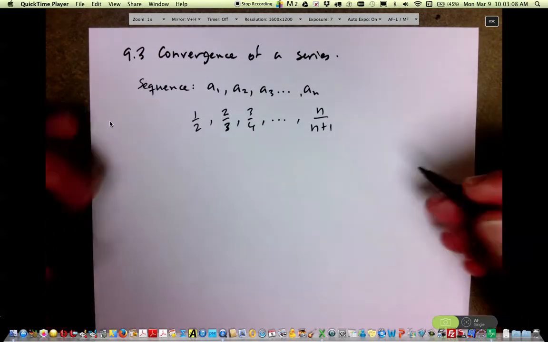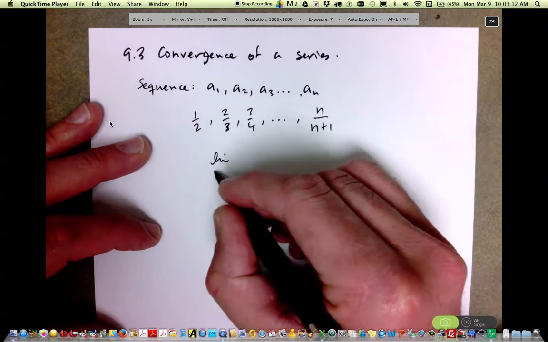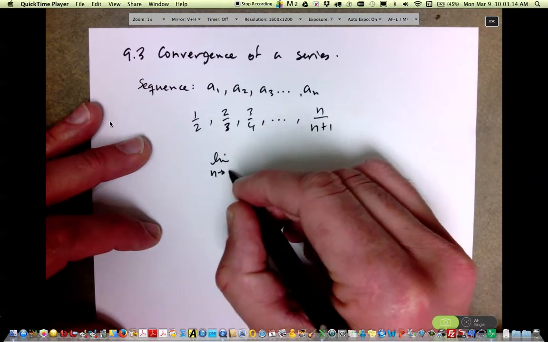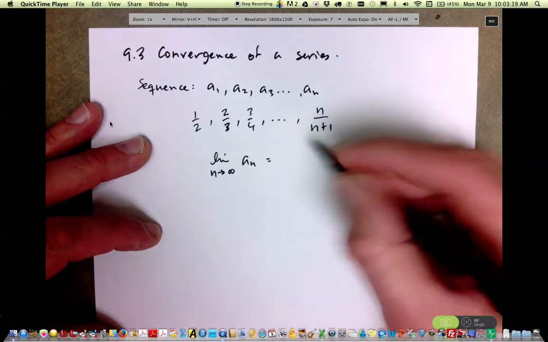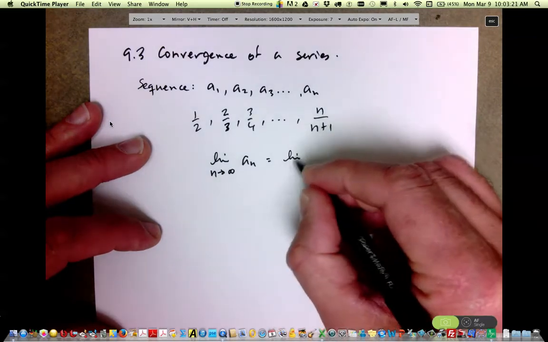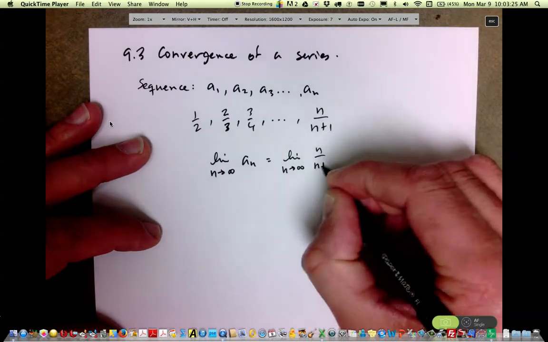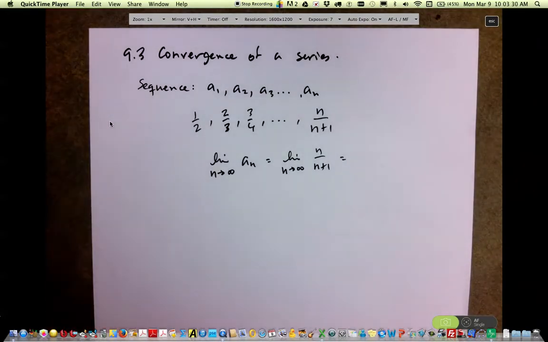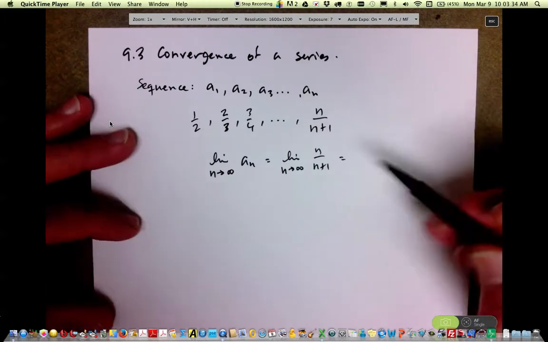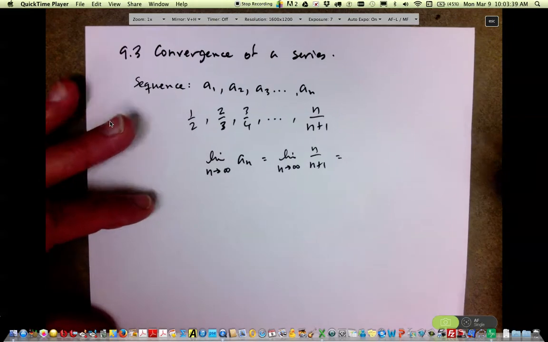We also talked about the limit of a sequence. What we were interested in was the limit as n goes to infinity of the nth term. In this particular case, this will be the limit as n goes to infinity of n divided by n plus 1. If you think about putting in a very large number, n and n plus 1 are going to be relatively the same size. For example, 1,000,000 divided by 1,000,001 is going to be pretty close to 1.